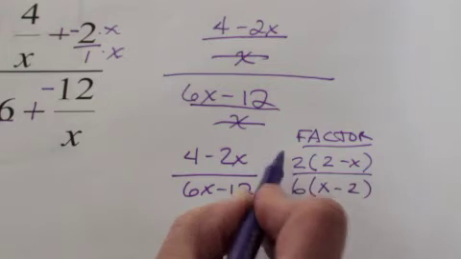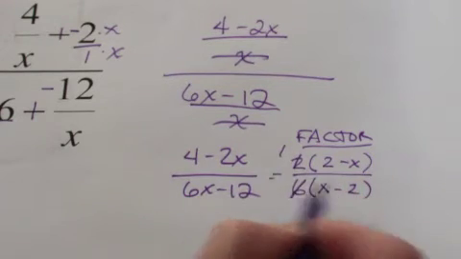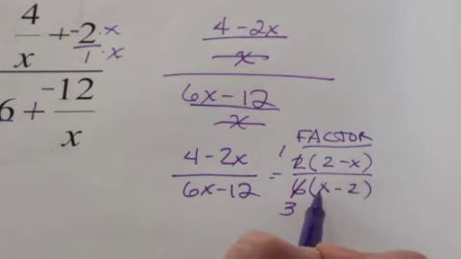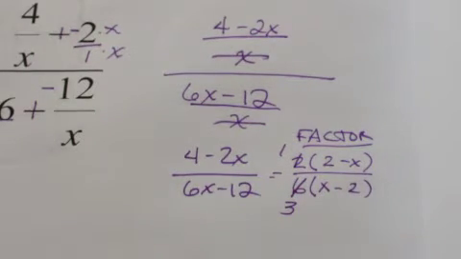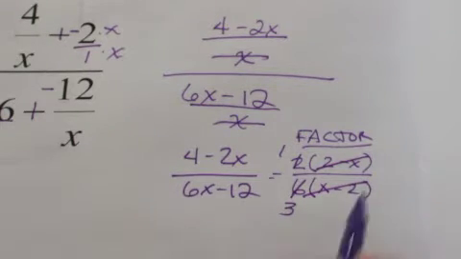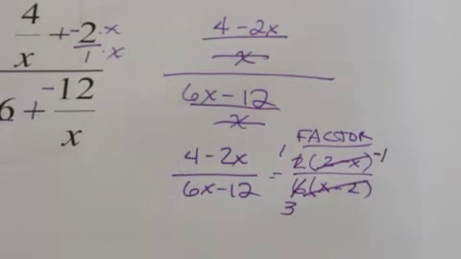So you can reduce the numbers. 2 goes into 2 once, 2 goes into 6 3 times. This is 2 minus x, and that's x minus 2, and we discussed that before. They're off by a factor of -1, so you may cross them out and multiply by -1.